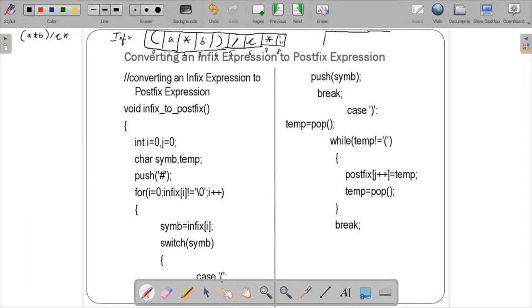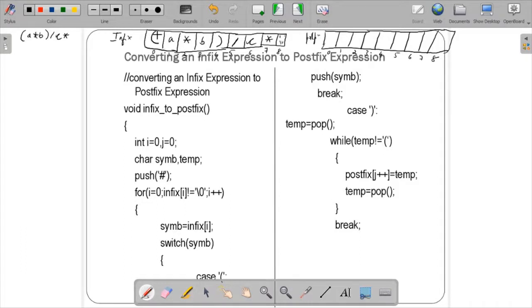So let the postfix expression string, I'll just draw it and keep it. Totally 9 locations I need. So 1, 2, 3, 4, 5, 6, 7, 8, 9, indexed 0 to 8. Yeah, it's totally 9. So this is infix, and this is postfix.